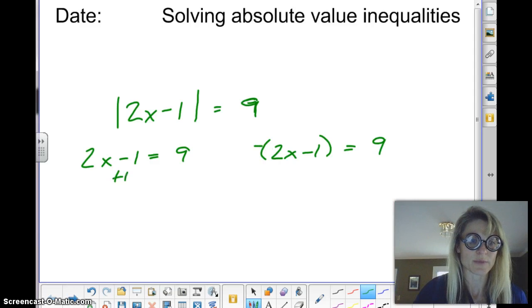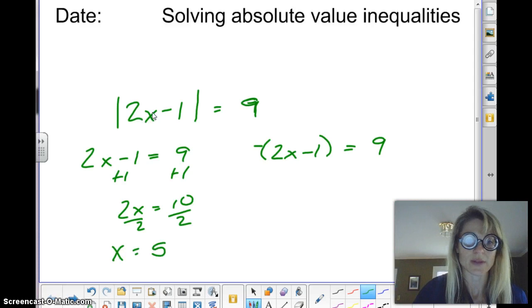So here, just like before, we add the 1, we have 2x equals 10, divide by 2, and one of the x values is 5, because if I plug 5 in here, that'll be 10 minus 1, which is 9.